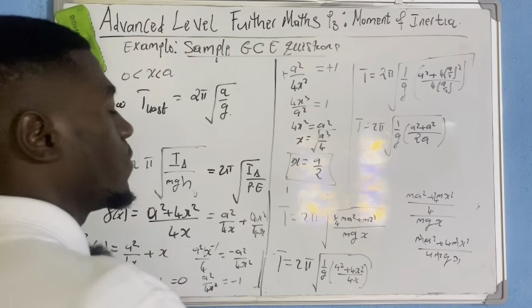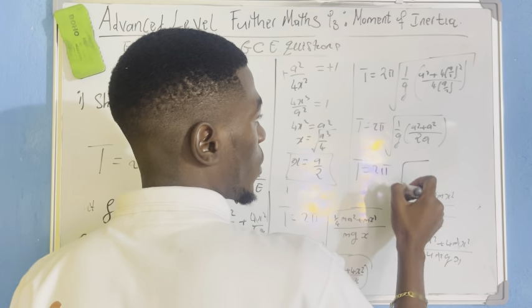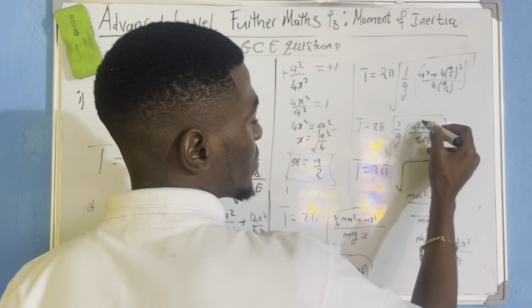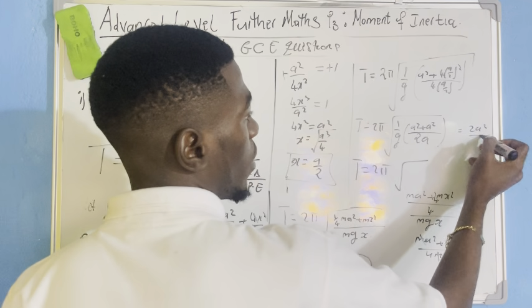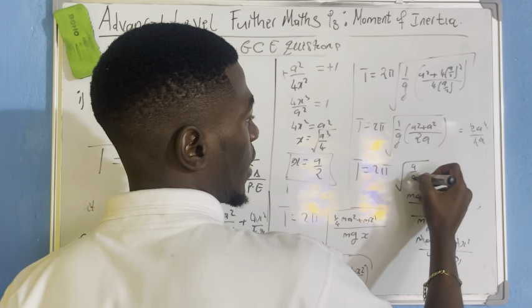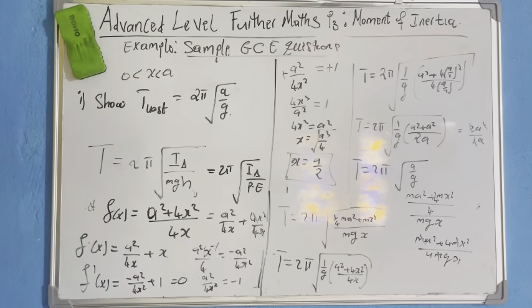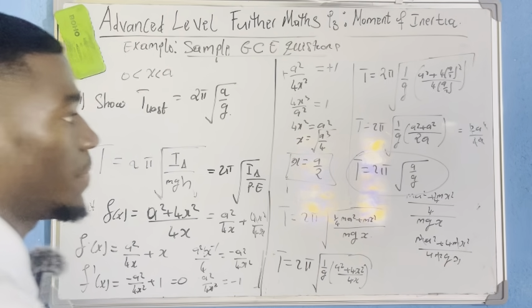Then when I simplify it again, I will have T equals 2 pi square root. Here I will have a squared plus a squared is 2a squared. I have 2a squared all over 2a. A cancels one time, 2 cancels. I will come out with a all over g. That is it. As simple as that. This is the proof.